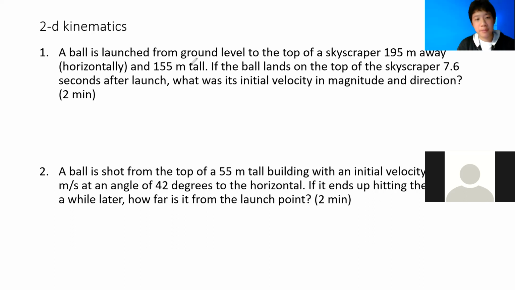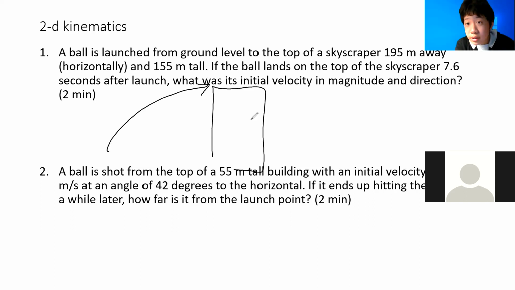So for the first problem, a ball is launched from ground level to the top of a skyscraper 195 meters away horizontally, and it's 155 meters tall. If the ball lands on the top of the skyscraper 7.6 seconds after launch, what was its initial velocity in magnitude and direction?